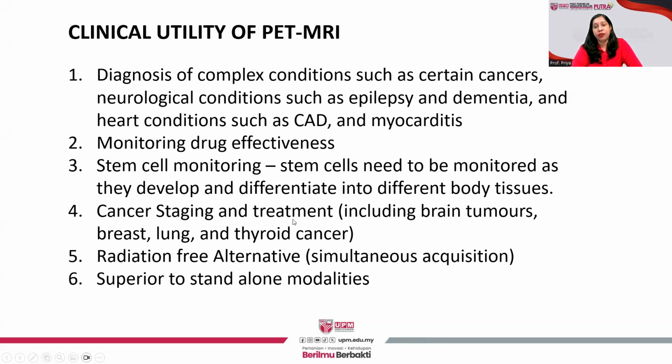Cancer staging and treatment is also assisted, including staging of brain tumors, breast cancer, lung, and thyroid cancers. It is also a radiation-free alternative, or rather a radiation-reduced alternative, due to simultaneous acquisition of PET and MR without having to do a CT scan for attenuation correction, provided it is a hybrid PET-MR scanner. Furthermore, it is also superior to a standalone modality.